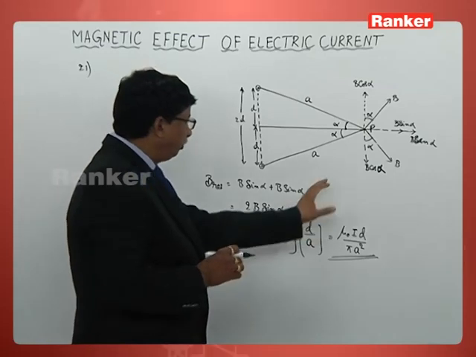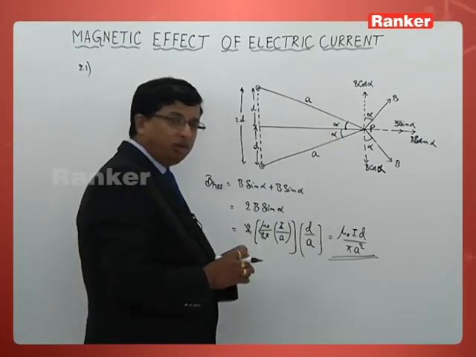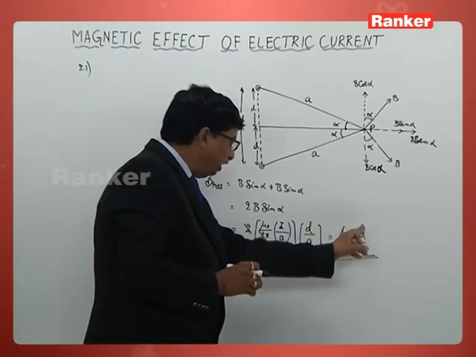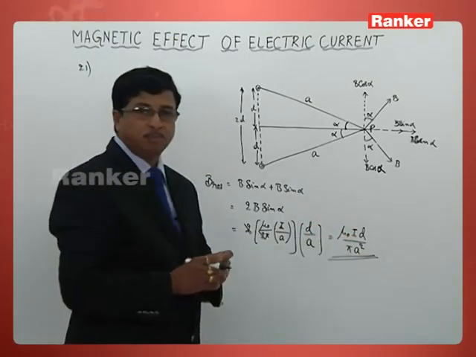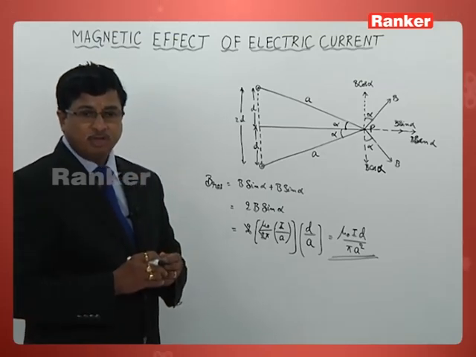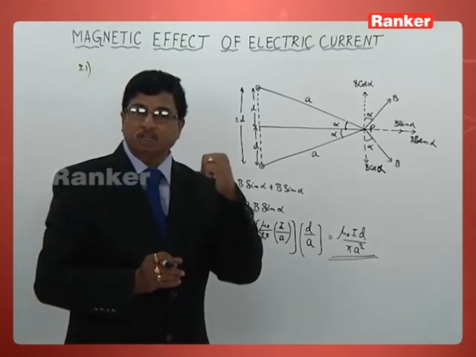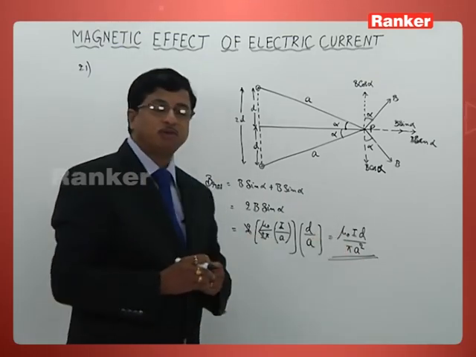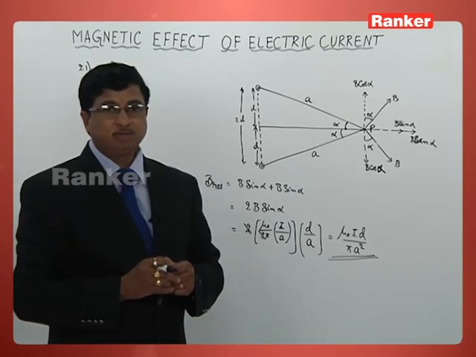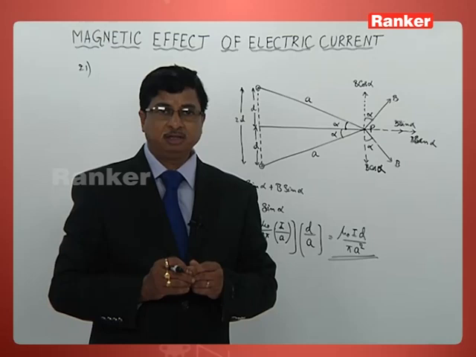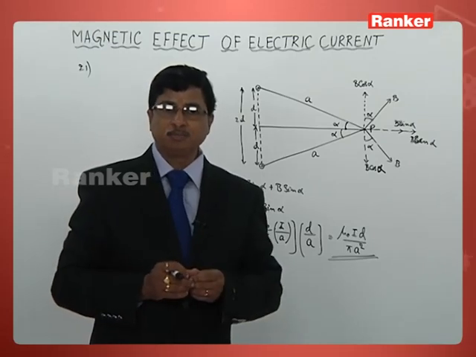Whatever result we have got at that particular point has now been mu naught I D by pi A square. Look at the 4 options now. The 4th option given here is exactly the same one we have calculated. See the first option given, mu naught I D by 4 pi A.